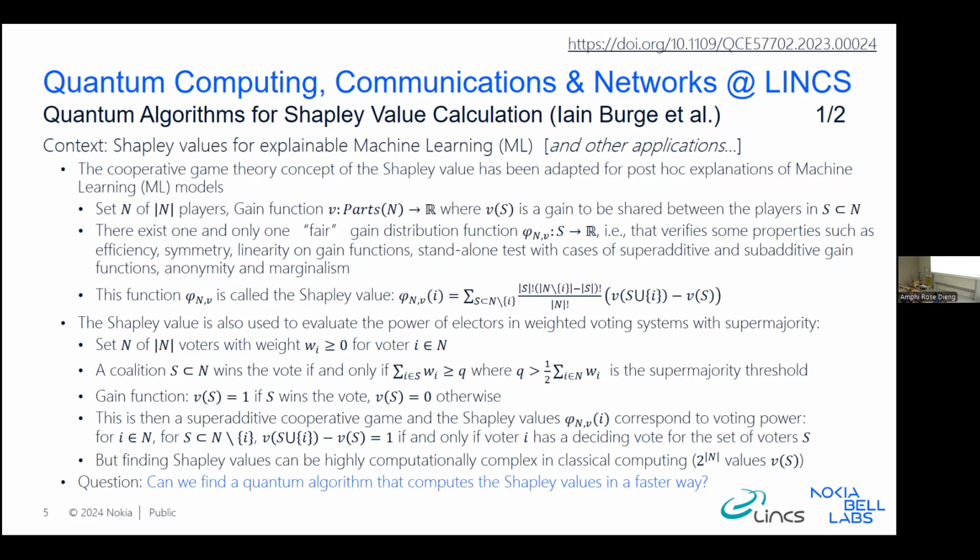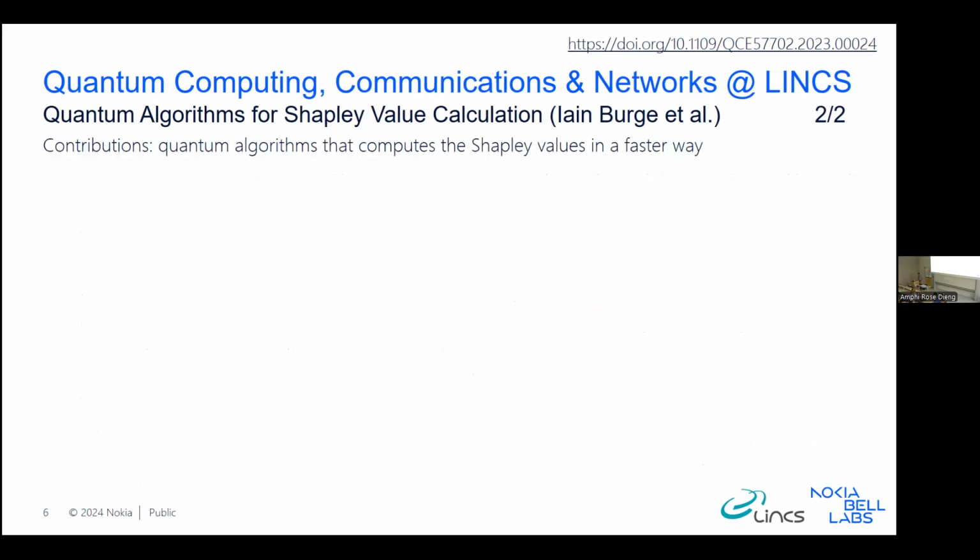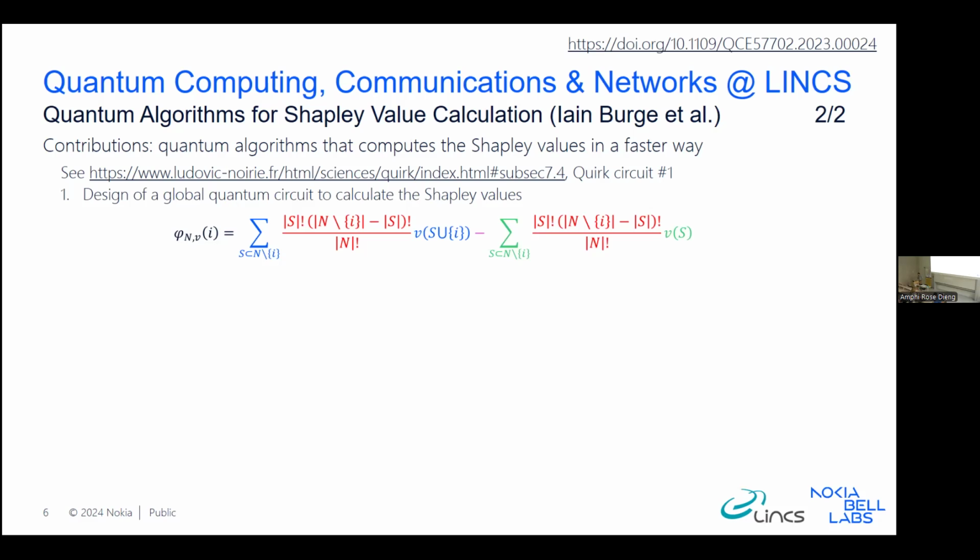So the problem addressed by Jan Burge and his co-authors is to find a quantum algorithm that computes the Shapley value in a faster way than the classical one. So the contribution is an algorithm that computes the Shapley values using quantum algorithms. So there is the design of the quantum algorithm.